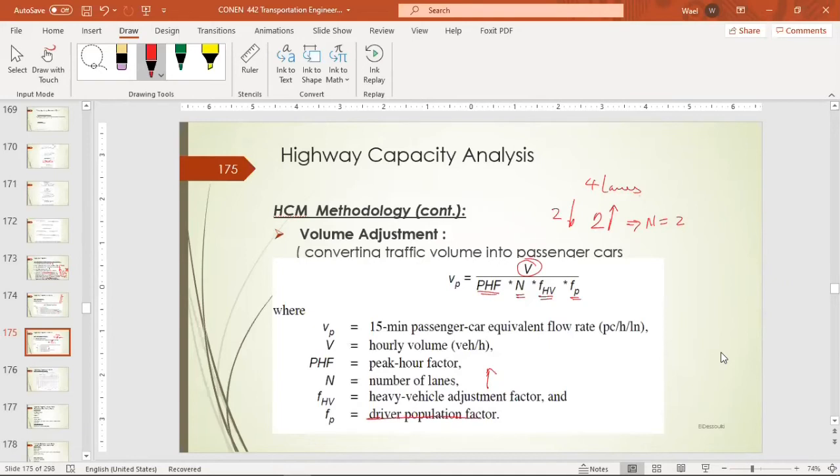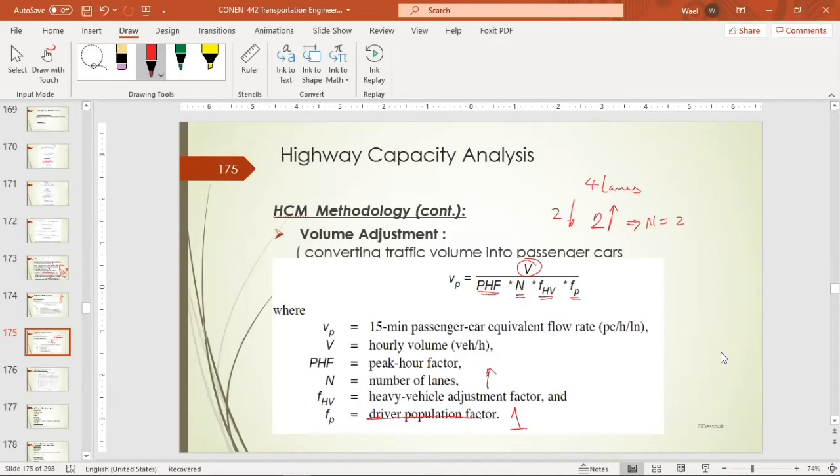What is the driver population factor? That's an adjustment factor that we put for the driver population, especially in areas where we have tourists and drivers that are unfamiliar with the network. Those unfamiliar drivers are looking for addresses, they are not commuters. And usually we put 1 for this factor, unless you have conducted a study and survey to assess the value.